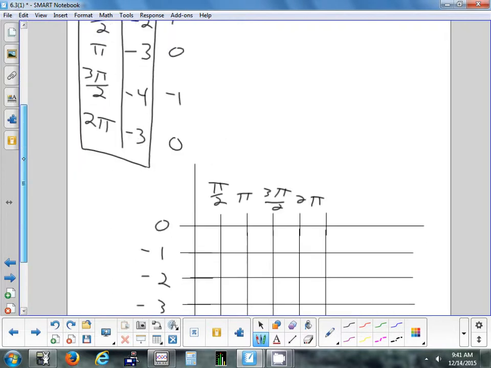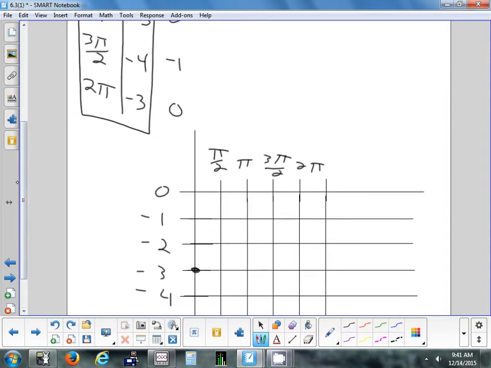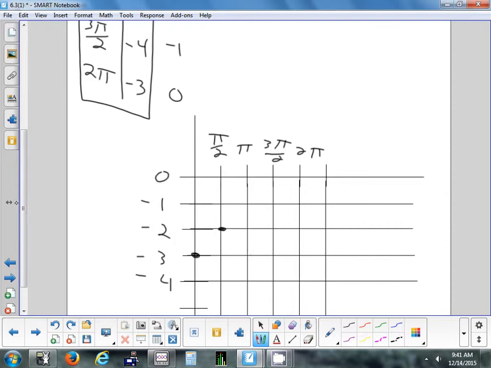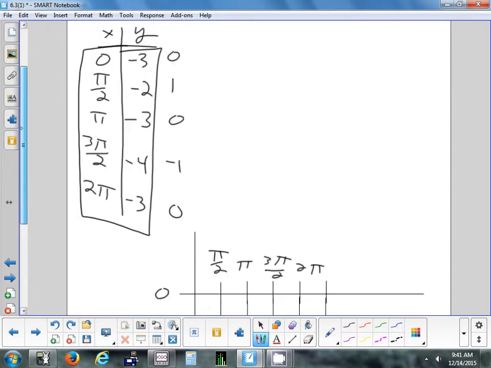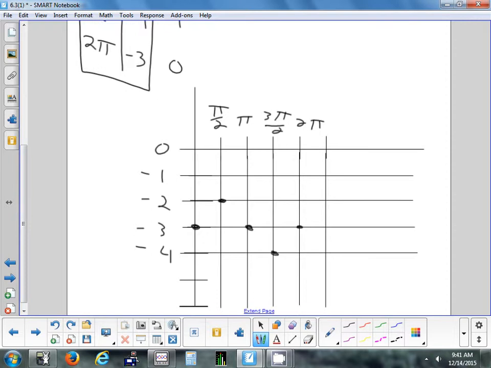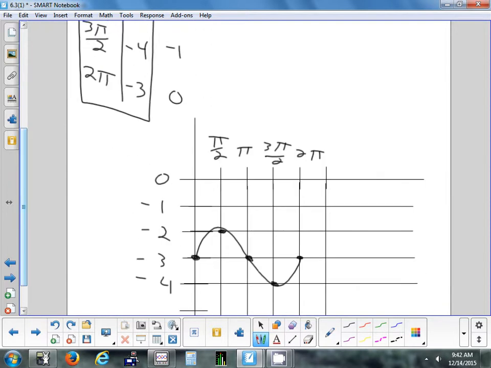All right, let's see where we're at. So 0, negative 3. Pi over 2 is negative 2. Pi back to negative 3. Negative 4 and negative 3. Right, so there's our graph of sine shifted down 3. Okay, any question on that?